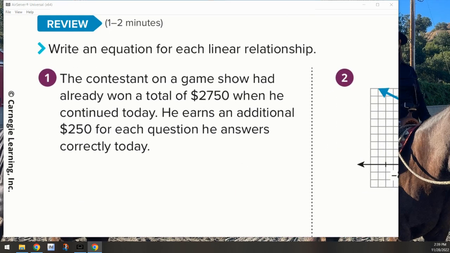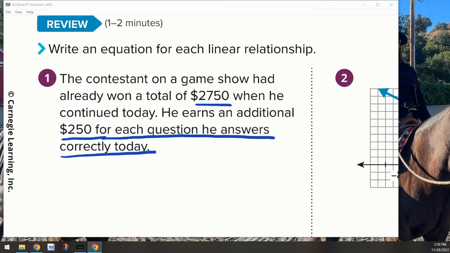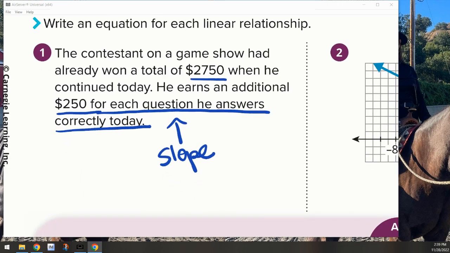The contestant on the game show had already won a total of $2,750 when he continued today. He earned additional $250 for each question he answered correctly. So this is the slope, because that's the part that changes. This number starting off today, that's where we're starting off. So that is my y-intercept.